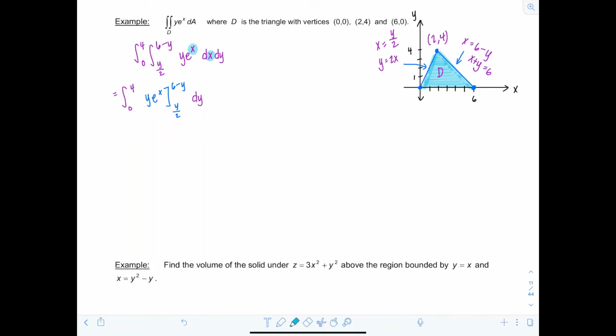Okay, and then don't forget, these limits get plugged in only to x, because that's what we anti-differentiated with respect to. So we're going to have the integral from 0 to 4 of y times e to the (6 minus y) minus e to the (y over 2) dy.